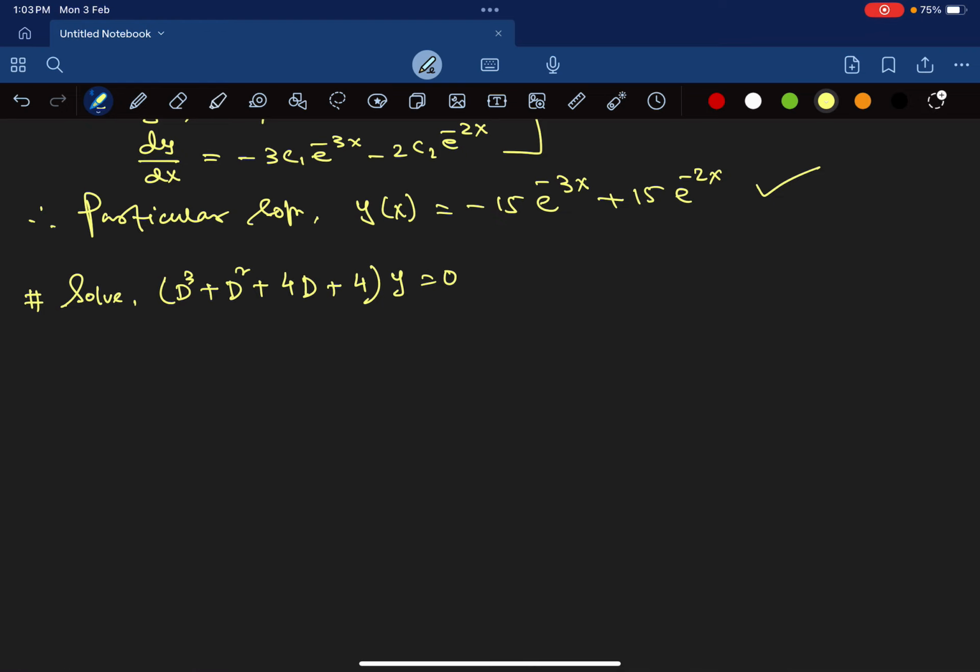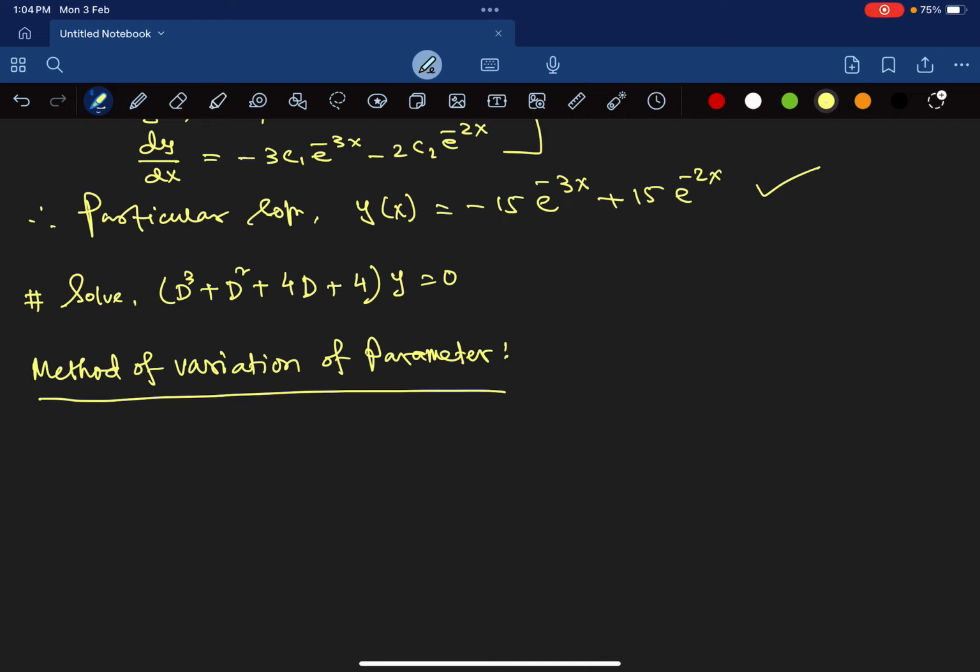Now we can start the variation of parameter method, and by that time you can practice a few questions. PDFs are already shared in VIT-AP, so you can practice those questions, and if you find any difficulty you can obviously discuss. Now we are starting this method of variation of parameter.